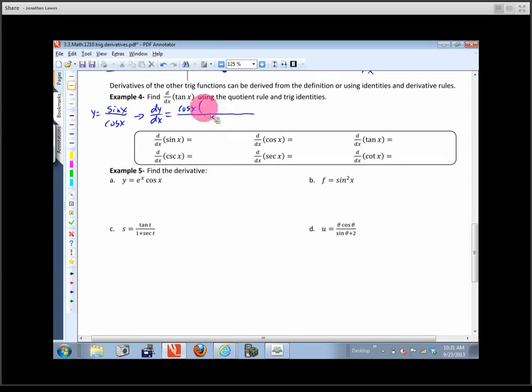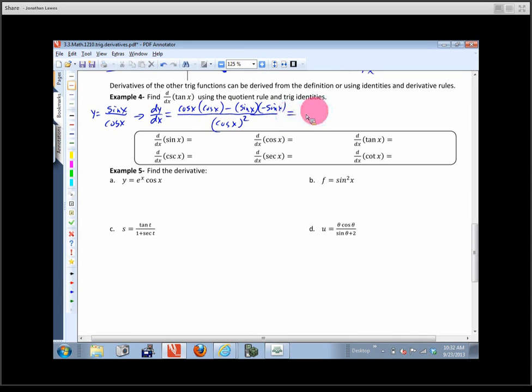Derivative of the top is cosine, so this is going to be cosine of x. Make sure you have the minus, right? Okay. Then it's going to be the top, and I'm going to put that in parentheses, even though it might not be necessary here. This is going to be sine of x times the derivative of the bottom. Put that in parentheses. The derivative of cosine is negative sine, all over the bottom squared. So this is going to be cosine of x, quantity squared.